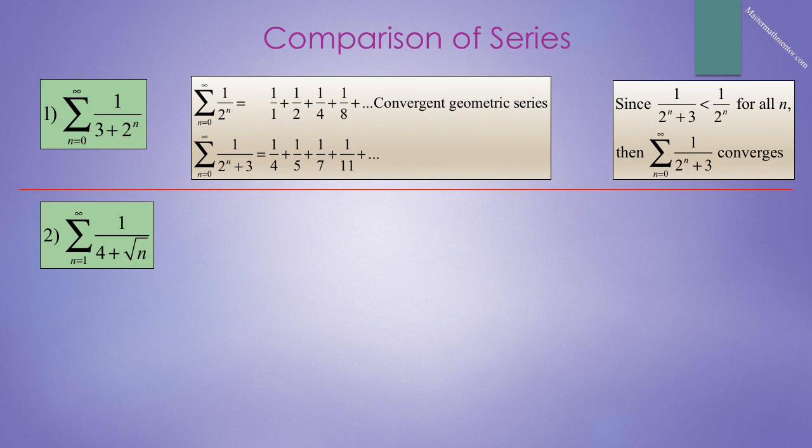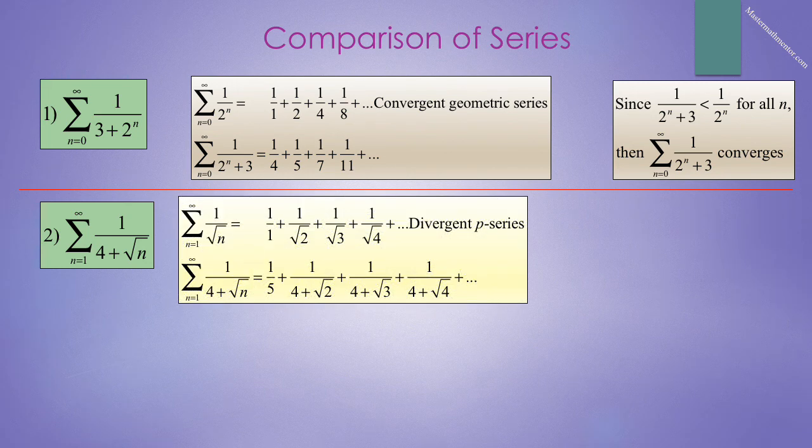It isn't geometric, and it isn't a p-series, and it is not that easy to integrate. So a comparison test at this moment is all that is left. But what do we compare it to? Our first thought is that this looks like the summation n equals 1 to infinity of 1 over the square root of n, which is a divergent p-series. So our thought is that this too will be divergent.